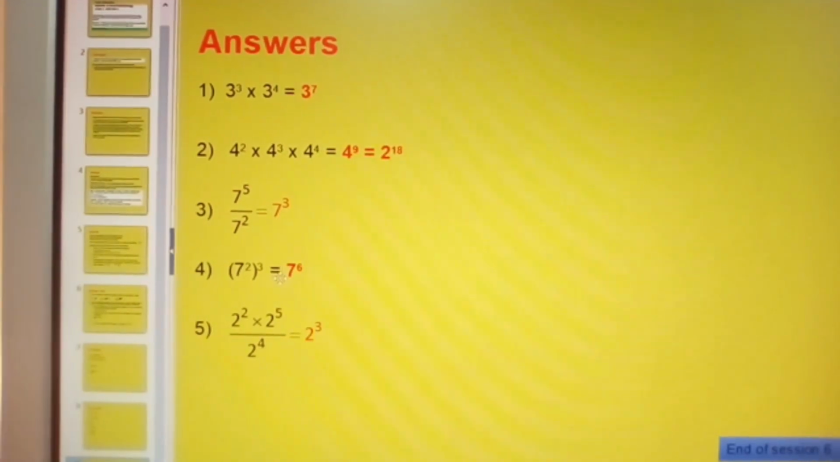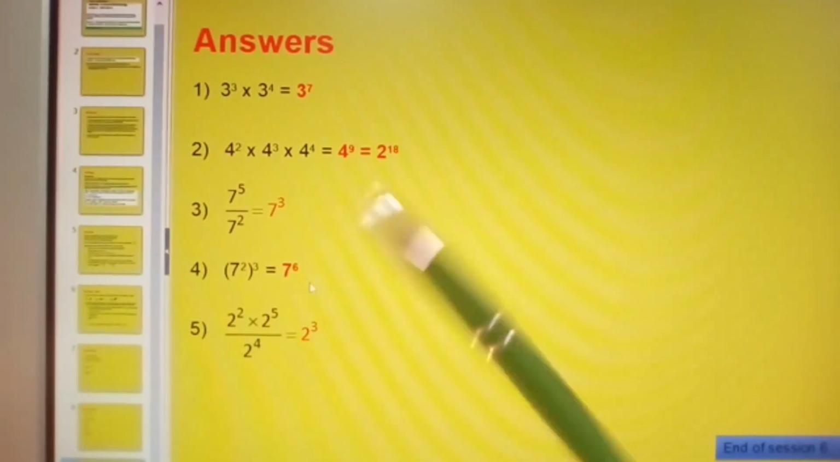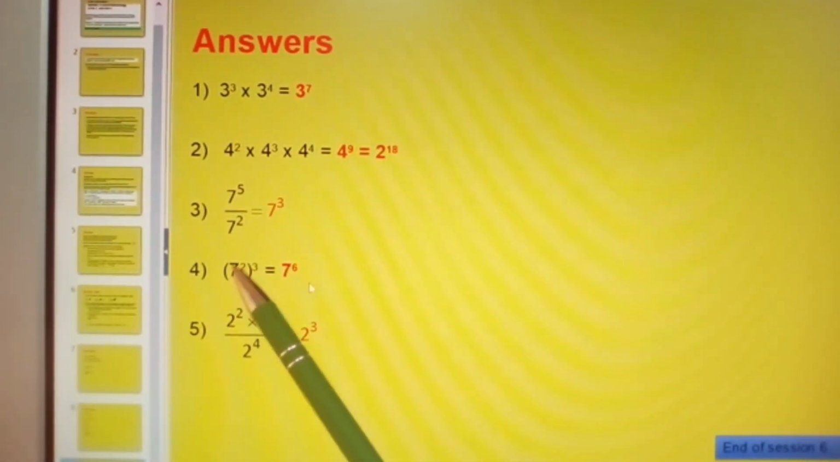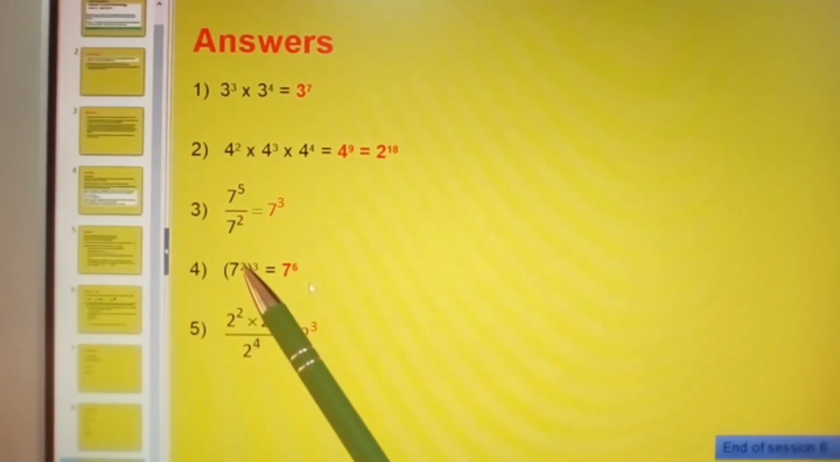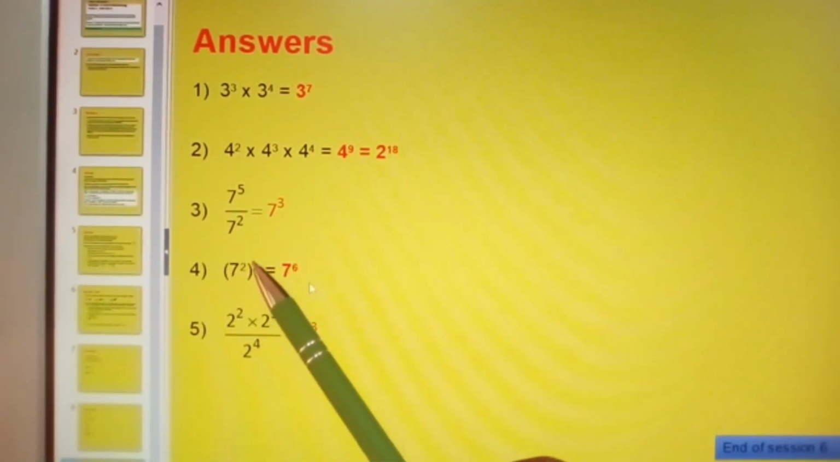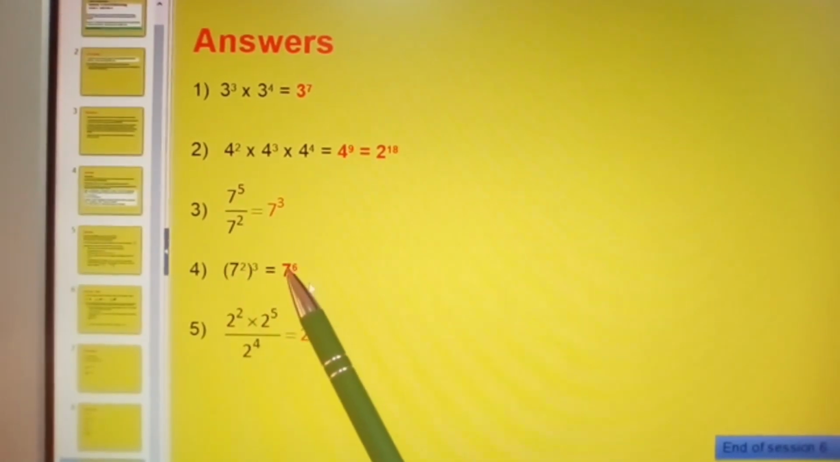Okay, now what happened here? Look at this here carefully, because here we have a bracket, 7 to the 2. Outside the bracket is 3, so we multiply the 3 times 2. 3 times 2 is 6, so that becomes 7 to the 6.